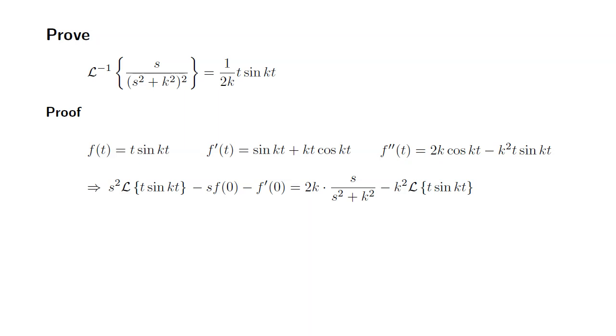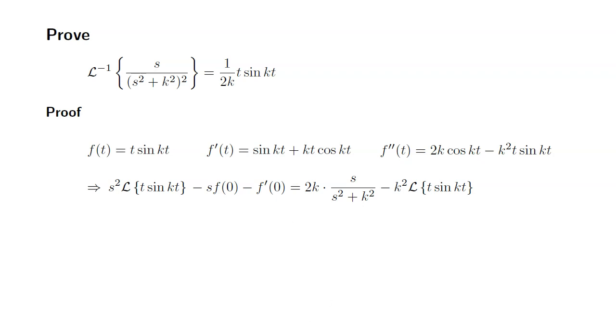minus s times f of 0 minus f prime of 0, which is equal to, if you take the Laplace transform of the right-hand side, 2k, pull it out, and the Laplace transform of cosine of kt is s over s squared plus k squared, minus, pull out the k squared here, the Laplace transform of t sine of kt. And you notice that the same thing is showing up here.